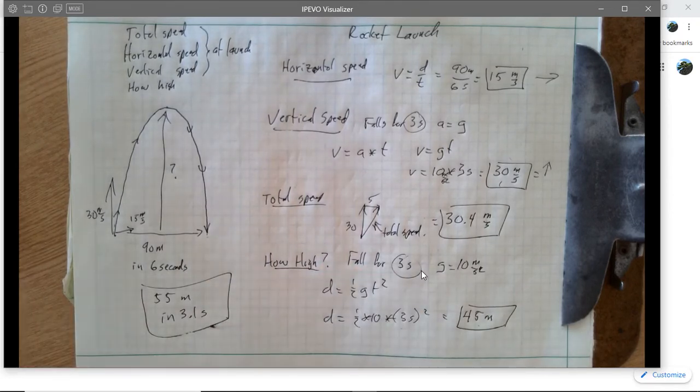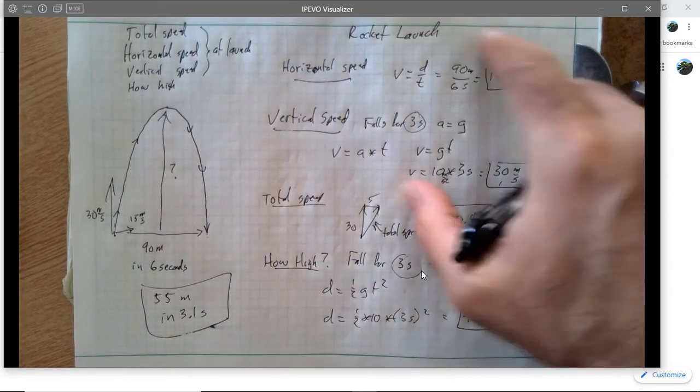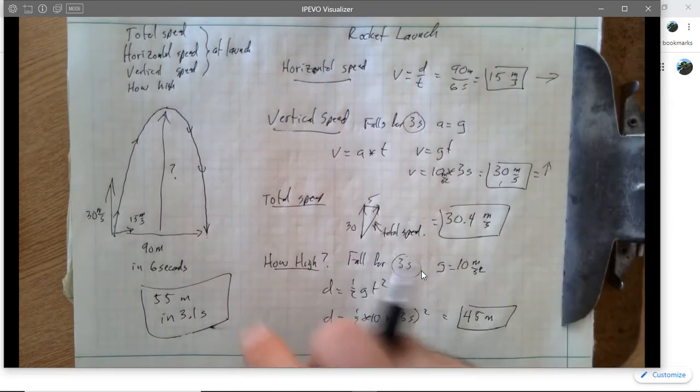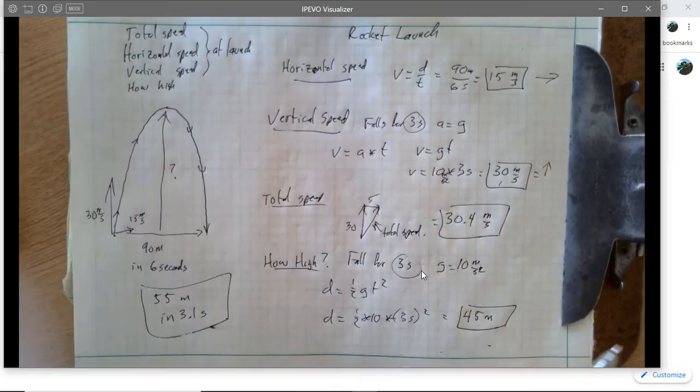I want you to figure that out, crunch those numbers, show me the work, something like this, make an image of it and send it to me. That's your homework for tonight. All right.